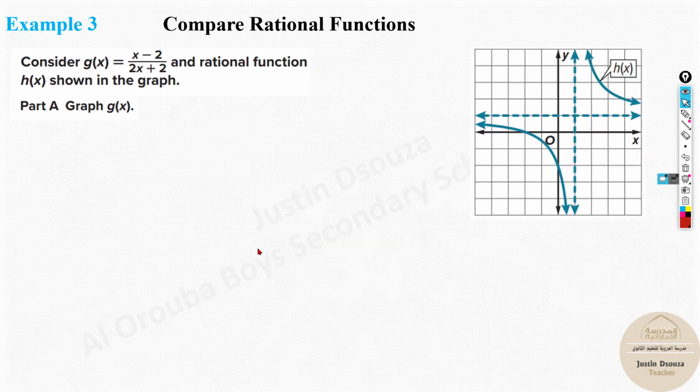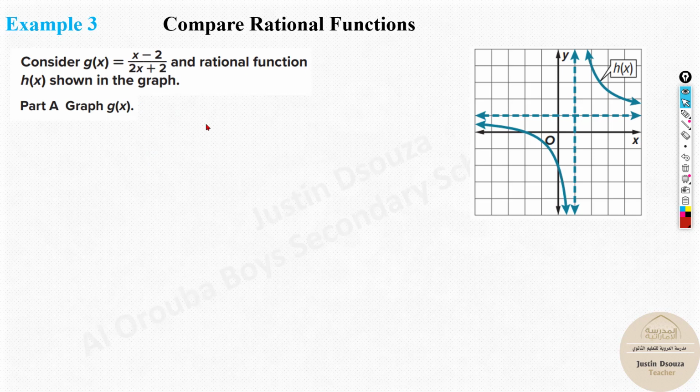Now here, compare rational functions. In this question, they have given an equation and then given a graph. The graph and the equation are not the same. See over here, g of x is x minus 2 by 2x plus 2. The rational function h of x is given in this graph. We don't have the equation for this. Now we need to graph the given equation, g of x. We need to graph that.